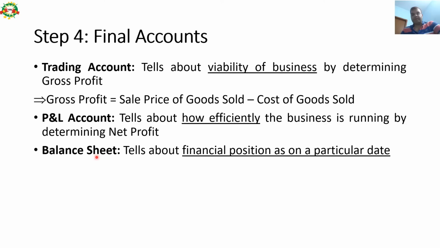And third one is balance sheet. It tells about financial position on a particular date. So what does it mean? Trading account tells about viability of business, P&L tells about efficiency of the business, balance sheet tells about financial position of the business as on a particular date. Trading and P&L are for the entire accounting period, which could be 6 months, 3 months, or 1 year. But balance sheet is for a particular date. Please remember this point also.